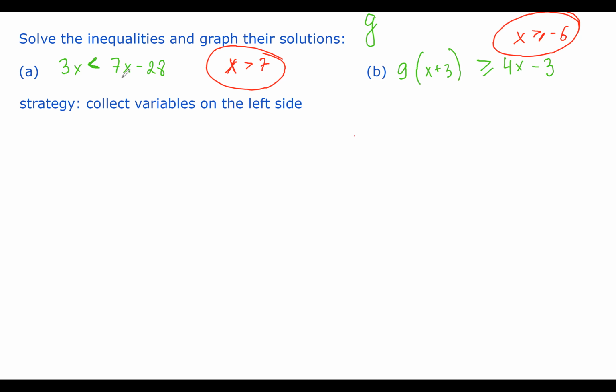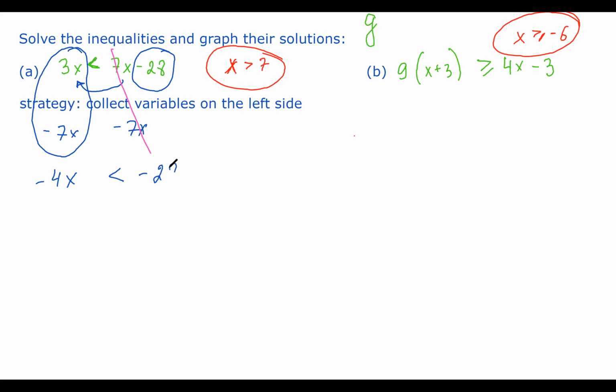First thing I will do is move the 7x to the other side. So I will say minus 7x, minus 7x. What happens here is that they get canceled, because 7x minus 7x will be 0. Over here, 3 minus 7 will give me negative 4x, from 3x minus 7x. And then I will say less than, and then I have this one in place, negative 28.